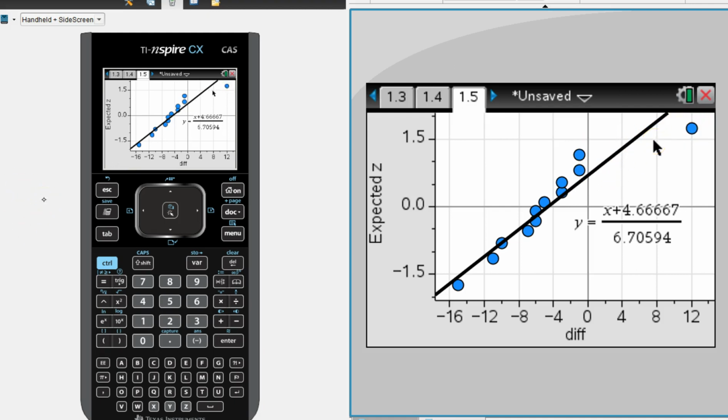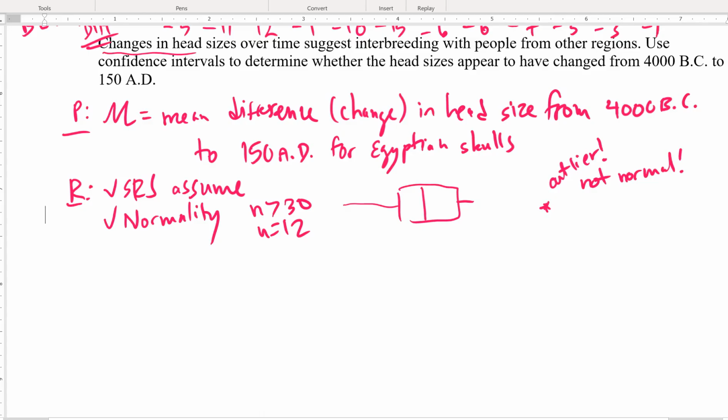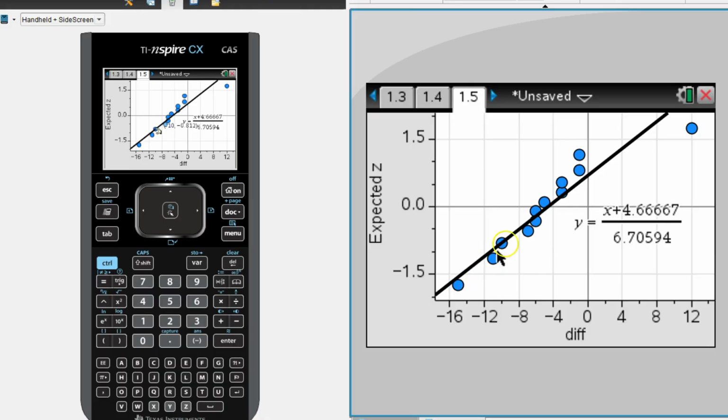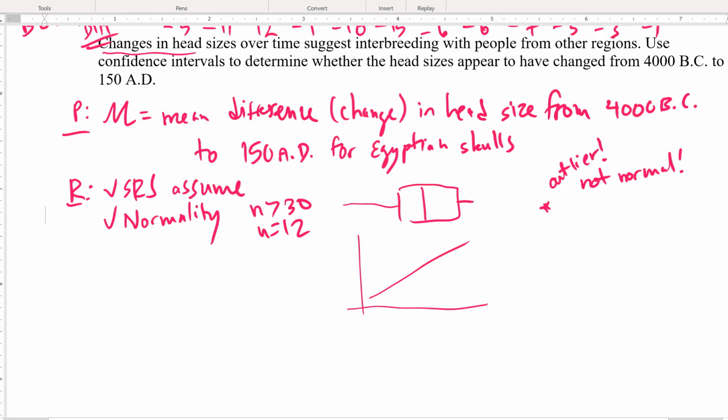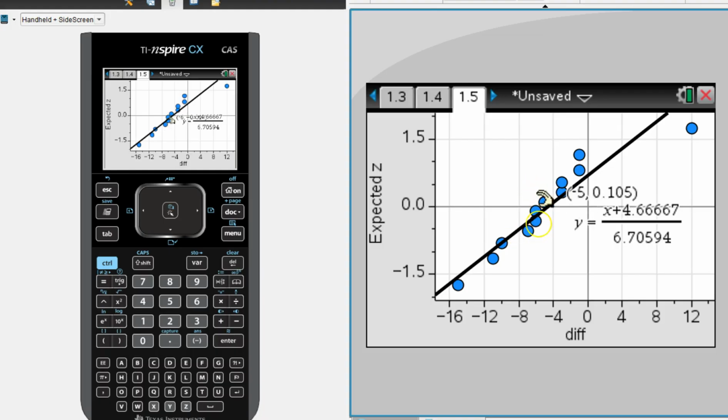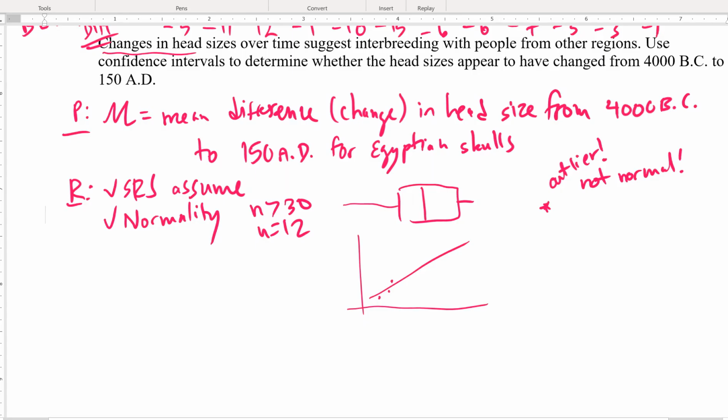So we'll sketch that. One, two, three. And then we have kind of these four. And then this guy's out here, all of them. That right there is off the pattern. So, not normal.